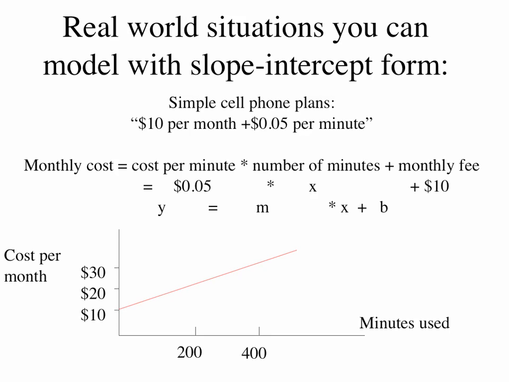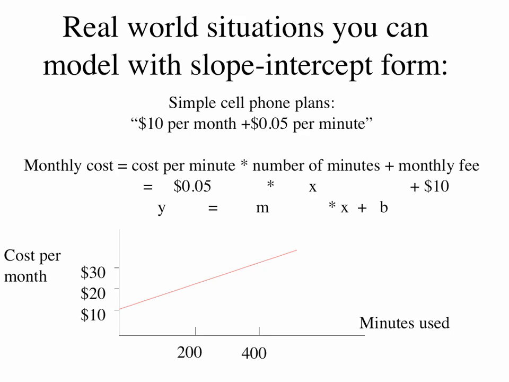The cost per minute is like the slope. It's the rate that your total cost goes up for each minute that you talk. And the monthly fee, that's the b, that's the y-intercept. That's how much you pay whether you talk at all or not.